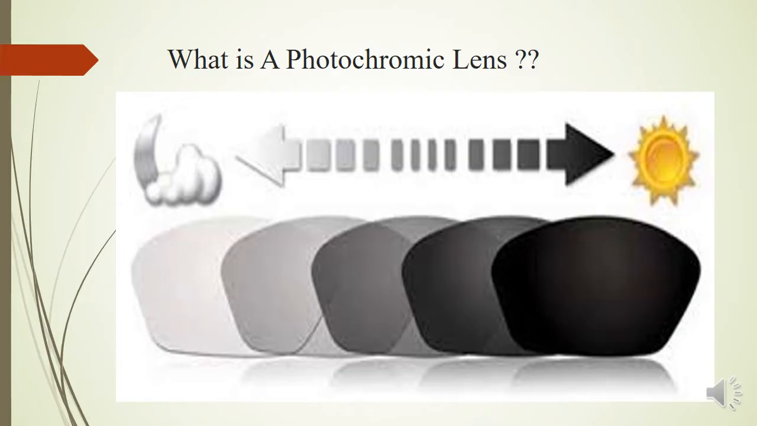The state of darkness depends completely on the amount of UV light incident onto the lenses. If the UV light is very intense, the lens will become completely dark, whereas if the UV light is of low intensity, it will change into a lesser dark color. So this is how a photochromic lens generally works with the help of UV light.